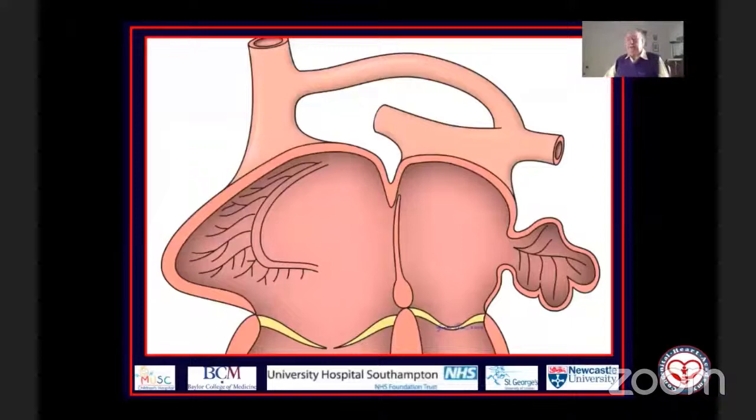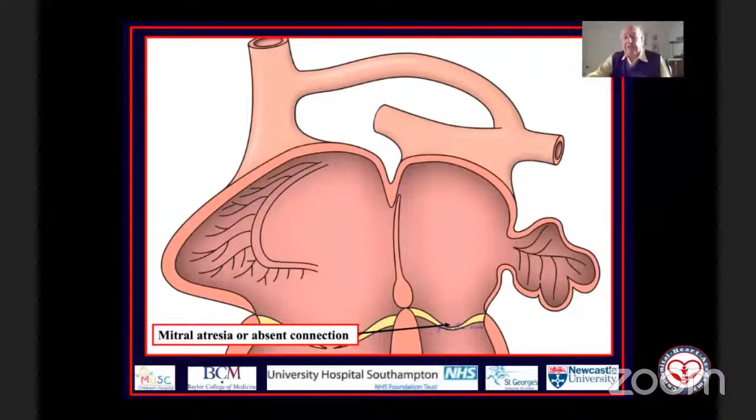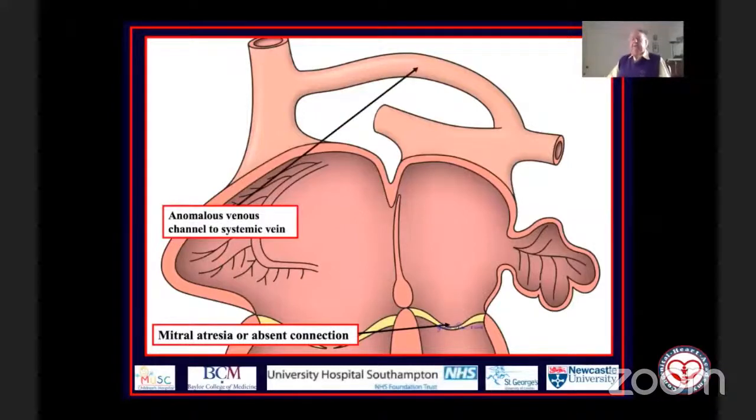So this is what it looks like. I can show it to you in this cartoon. There you see the mitral valve is imperforate. We can also have this in the setting of absence of the left atrioventricular connection. Most frequently, we find it in the setting of the hypoplastic left heart syndrome. But Diane's going to show you an example with mitral atresia. And in this setting, it is a collateral channel from the roof of the pulmonary veins draining into the left atrium to a systemic venous channel.